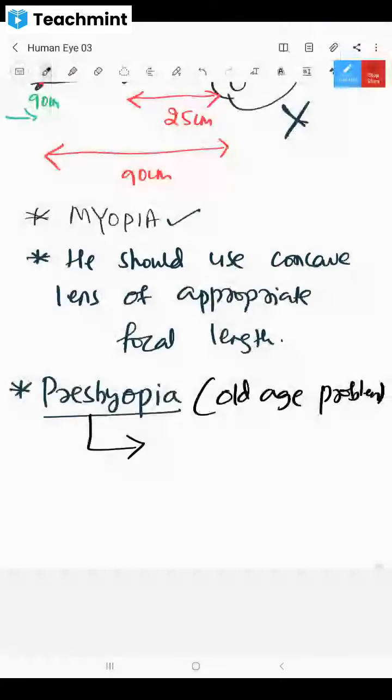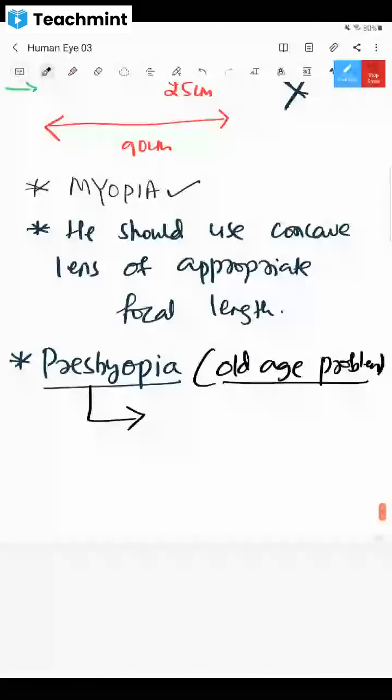Sir, I don't know the exact definition, sir. I gave you the definition yesterday. Yes, anyone, please tell your name and tell me. Vaishnavi, please tell me what is presbyopia.